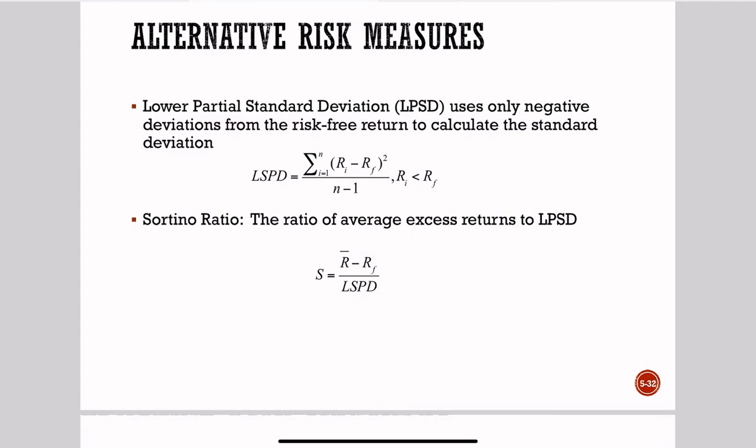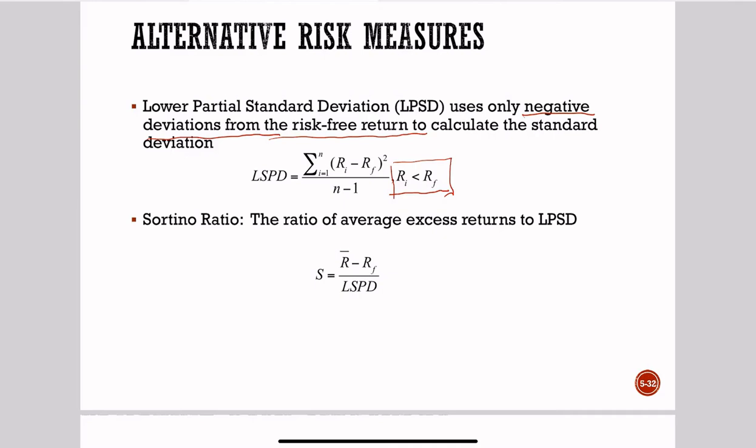Well, it means that you will only look at negative deviations from the risk-free rate, right? So you can look at the formula here. This is essentially a formula to calculate sample standard deviation, but it has some additional condition. So you will only look at returns which are below the risk-free rate, right? So you can see why this is called lower partial standard deviation.